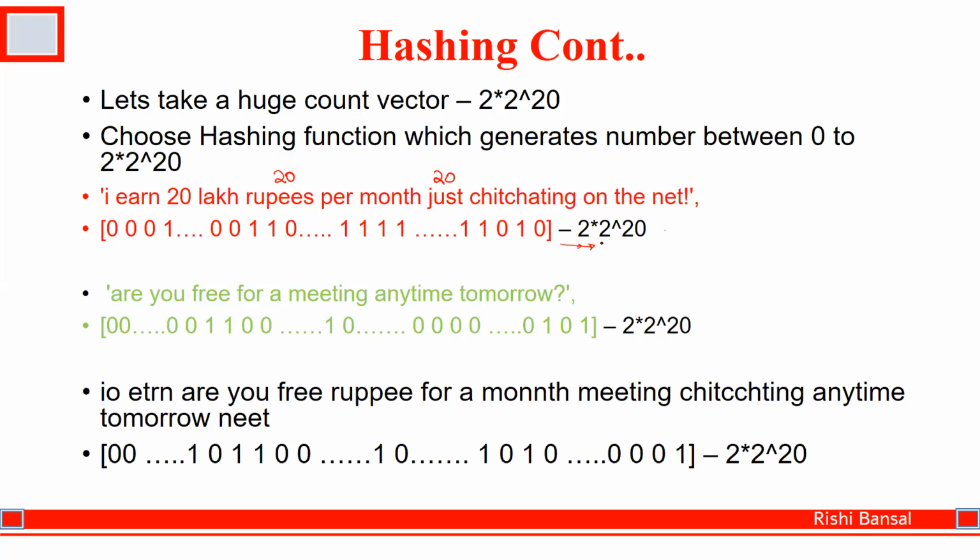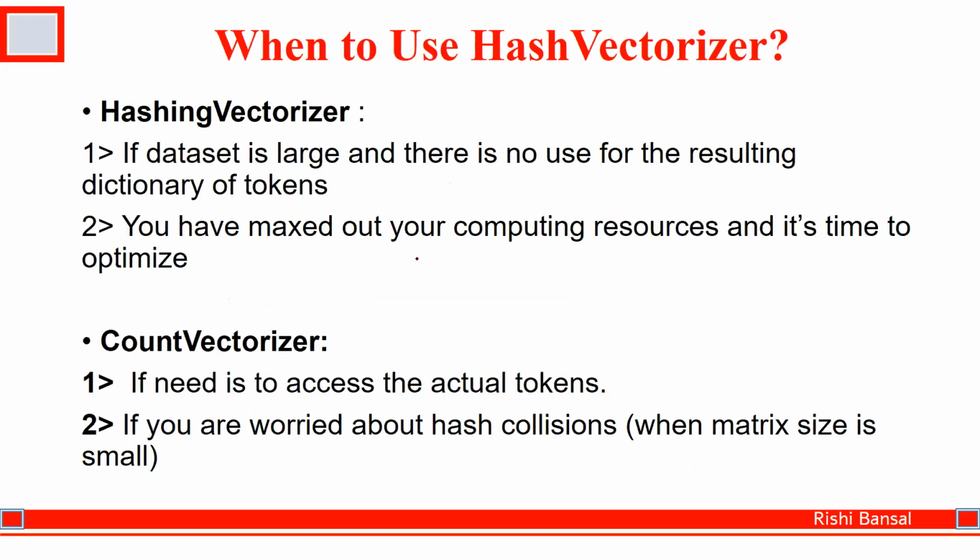And if you are worried that with the size you are taking there are chances of collisions, then you can avoid the hashing function. Those are some of the conditions where they actually differ, but generally we do not have that much space issue or resource problem, so we go for count vectorizer. Now we have enough resources. That is the difference between these two.